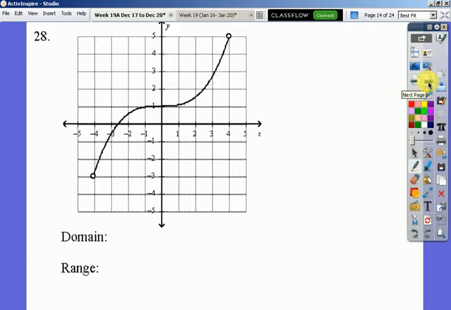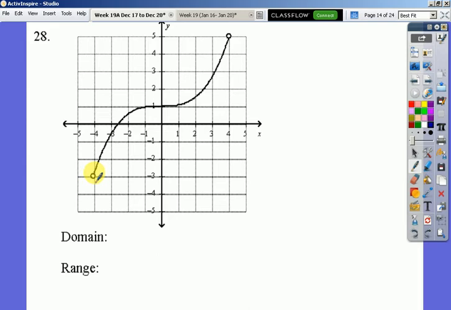Right. Finding the domain and range of this. First of all, is this continuous or is it discrete? It's continuous. Why is it continuous? Because it's connected. But it's not all real numbers because there are no arrows on it.